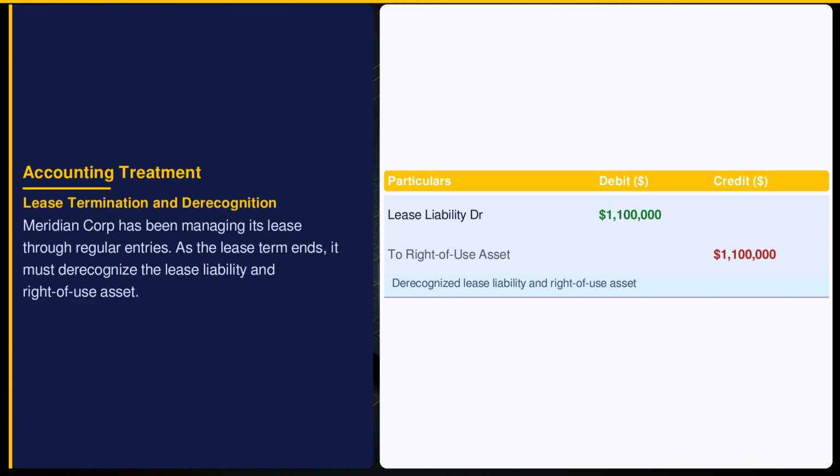Derecognition is the final step, removing the lease liability and right-of-use asset from the books. Under AASB 107, this process involves eliminating these accounts, reflecting the fulfillment of all lease obligations. Meridian's balance sheet is now relieved of this liability, marking the end of the 5-year lease period.